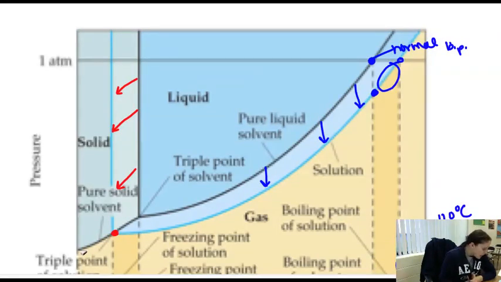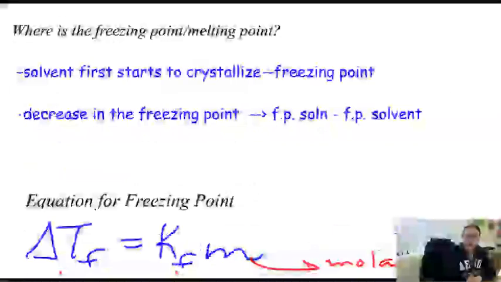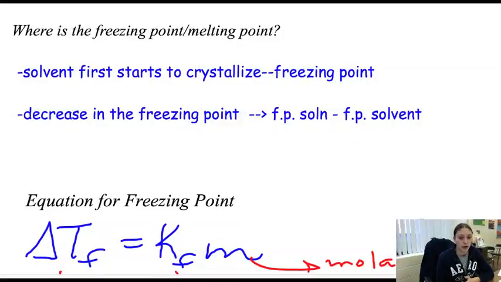So since it makes sense here that this has to rise vertically from my triple point, now my solid-liquid line is going to be a lot lower, which here is my normal melting point. Now here's my solution's melting point at 1 atmosphere.